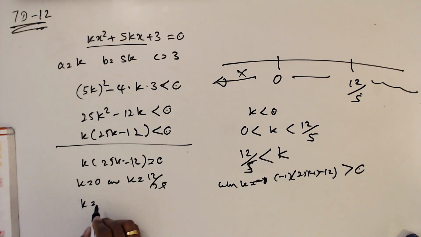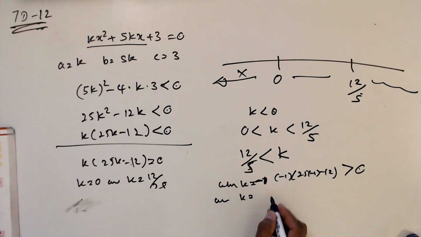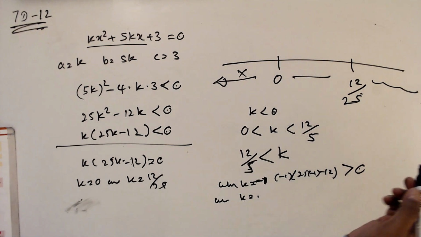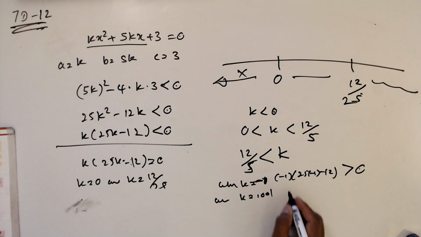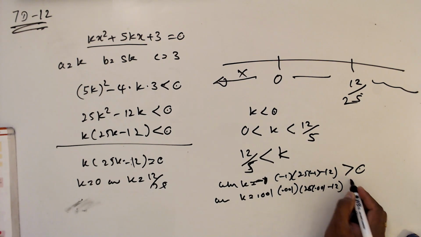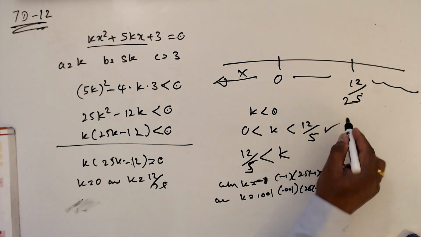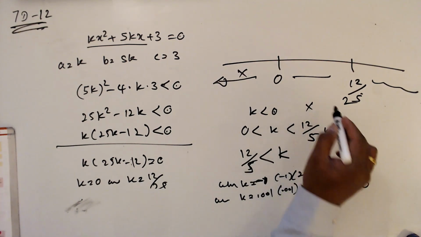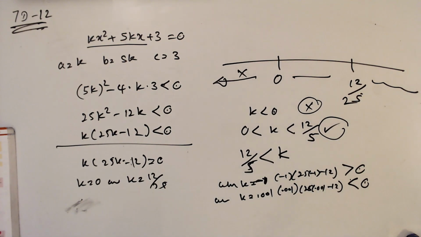Now pick up a value from this area, between 0 and 12 over 25. If I take 0.001, it works. It works. So 25 times 0.001 minus 12 is less than 0. Then that works. This is not. This works, and this one now, something greater than, let's say, 1.